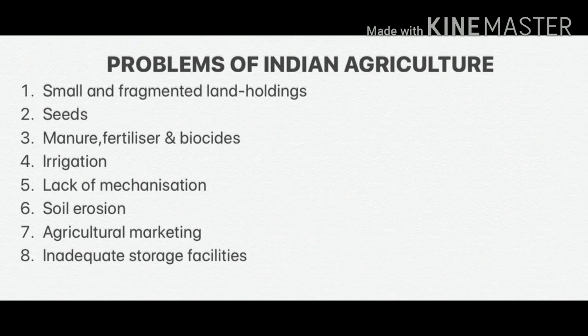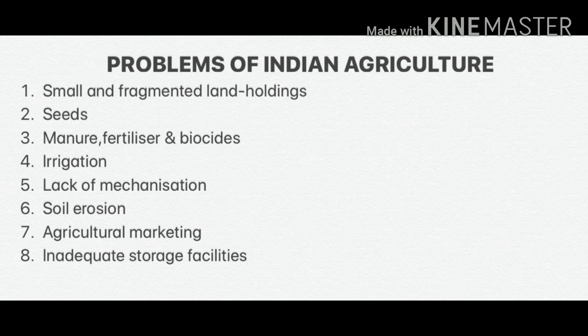Number 8. Inadequate storage facilities. Storage facilities in the rural areas are either totally absent or grossly inadequate. Under such conditions, the farmers are compelled to sell their produce immediately after the harvest at the prevailing market prices, which are very less. At present, there are a number of agencies engaged in warehousing and storage activities.